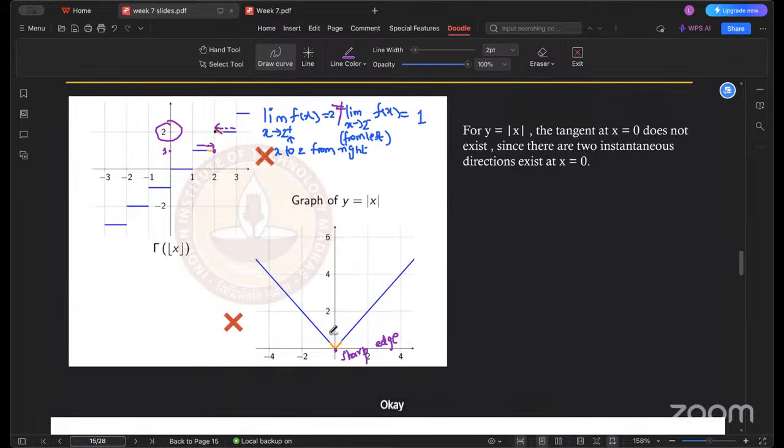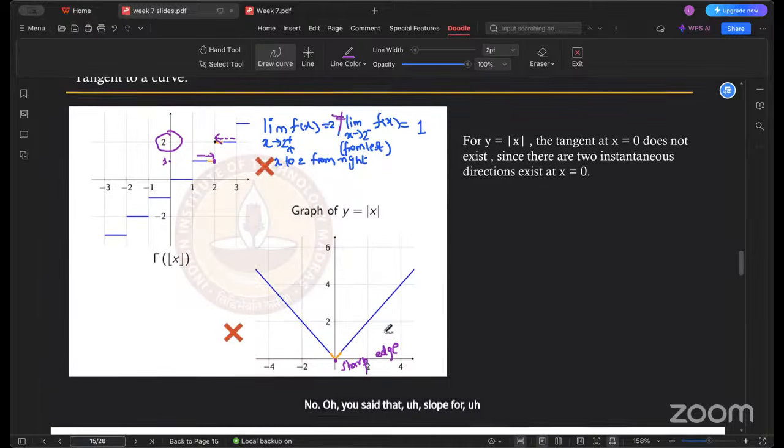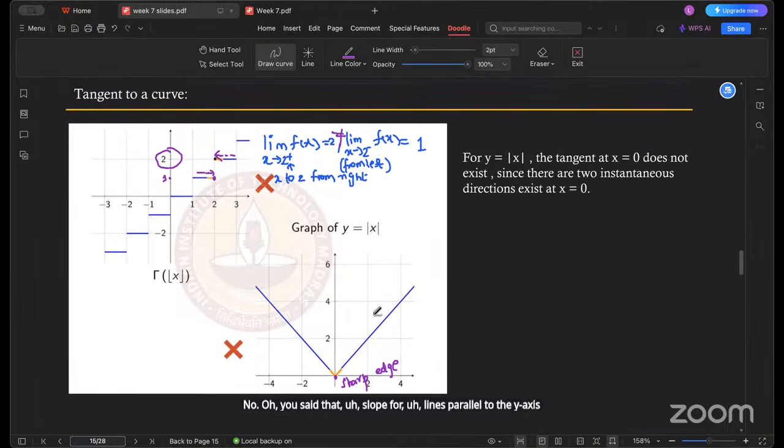And you said that slope for lines parallel to the y-axis cannot exist. Can it also be horizontal lines now, which are parallel to the x-axis? Yeah, that is possible. Parallel to the x-axis is fine because their slope is 0. That is fine. Only infinite slope is not defined.